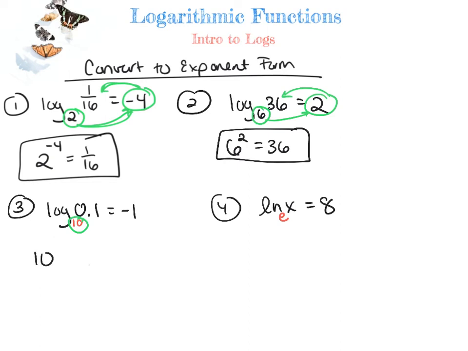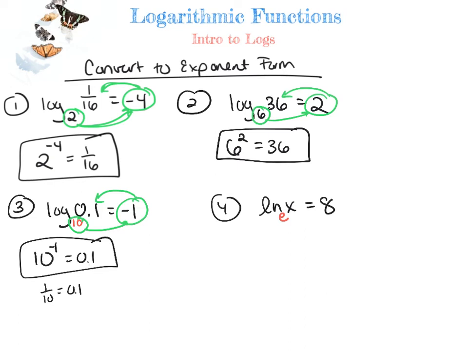So 10 to the -1 exponent is equal to 0.1. And that is that in exponent form. And sure enough, 10 to the -1 is 1/10. So 1/10 is equal to 1/10 in decimal form. Just double checking, making sure it's a true statement.